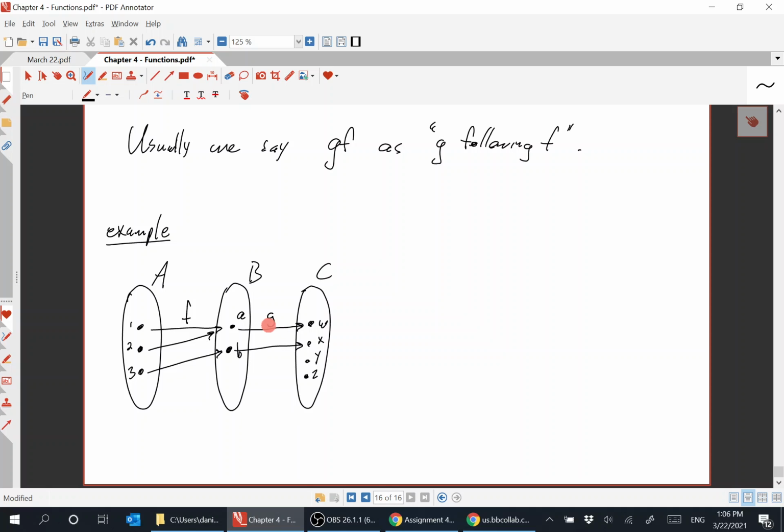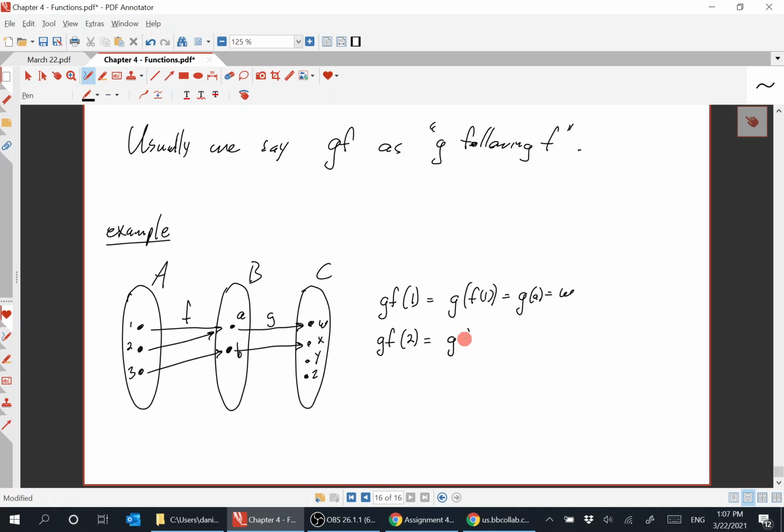So this is f, this is g. So gf of 1 is equal to, well, you write g of f of 1. What's g of f of 1? Well, what's f of 1? f of 1 is a. And then g of a is w.